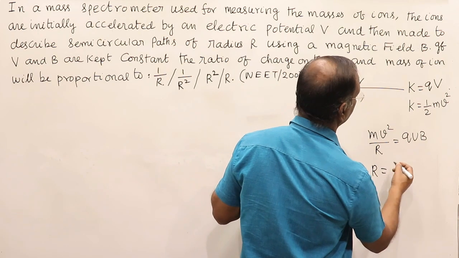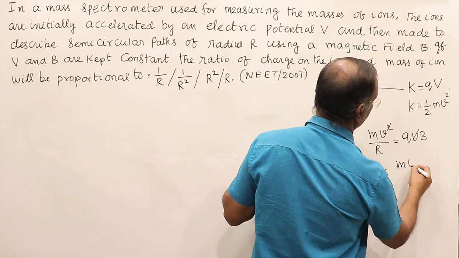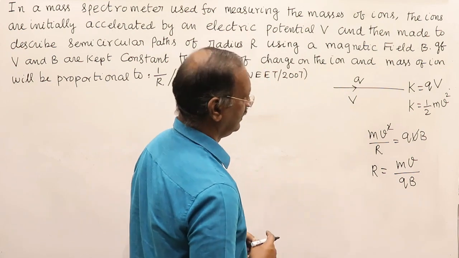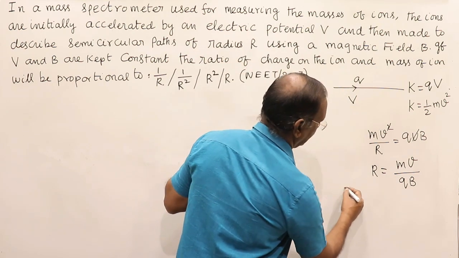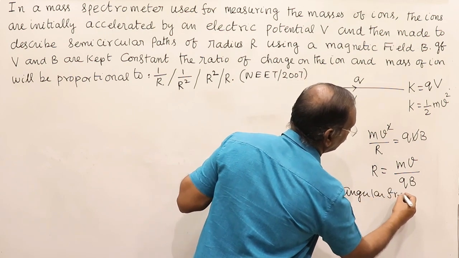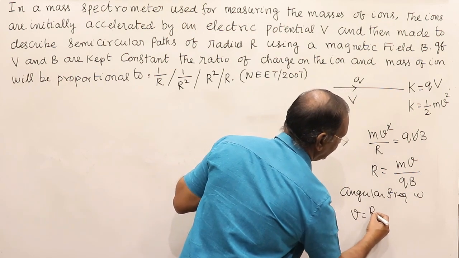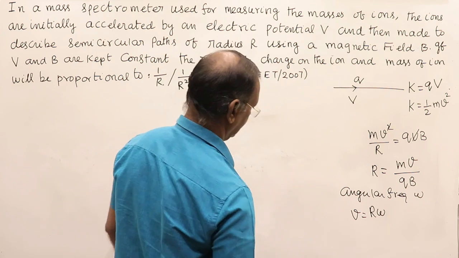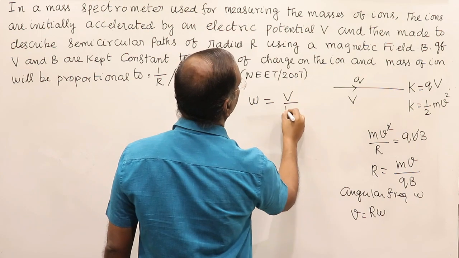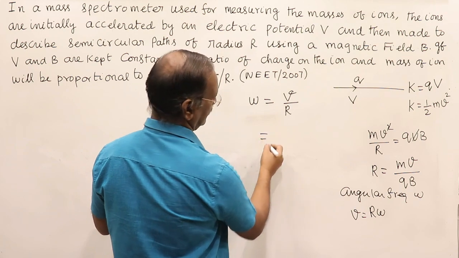What is R? We can cancel terms, and R is equal to m into velocity divided by Q into B. And what about the angular frequency? Angular frequency is omega. Linear velocity is equal to radius into omega. Therefore we can write angular frequency is equal to V divided by R.